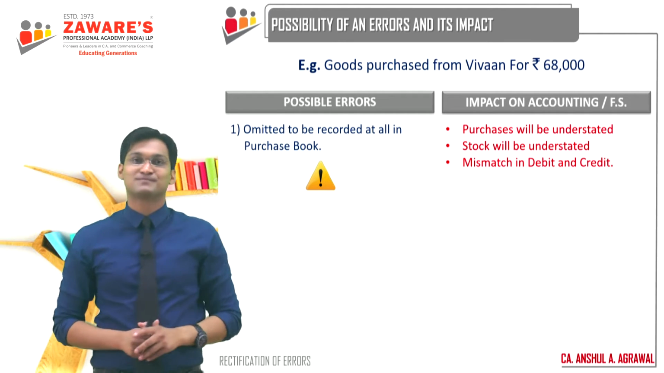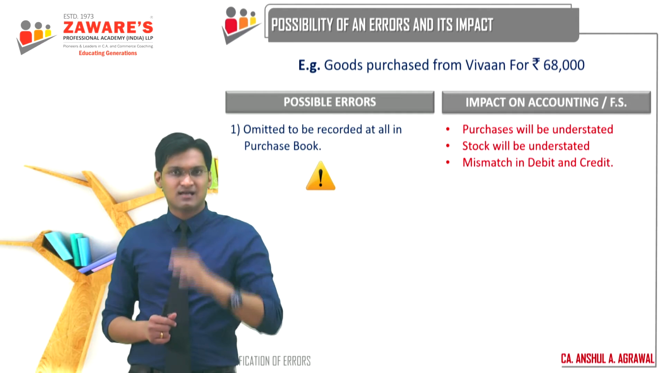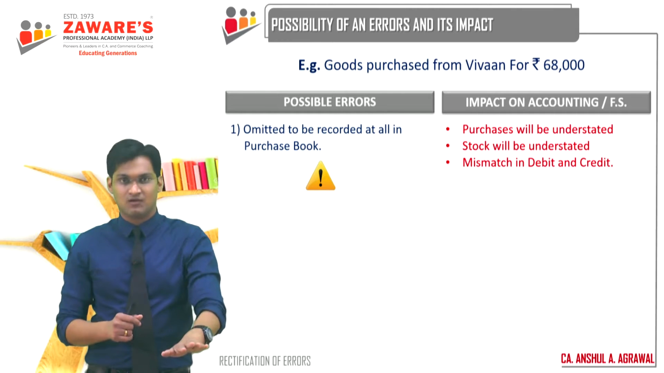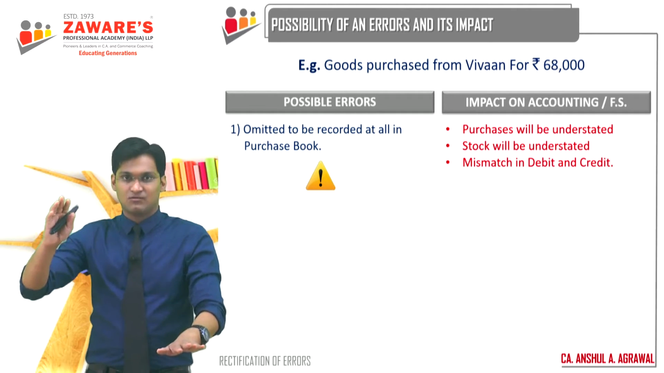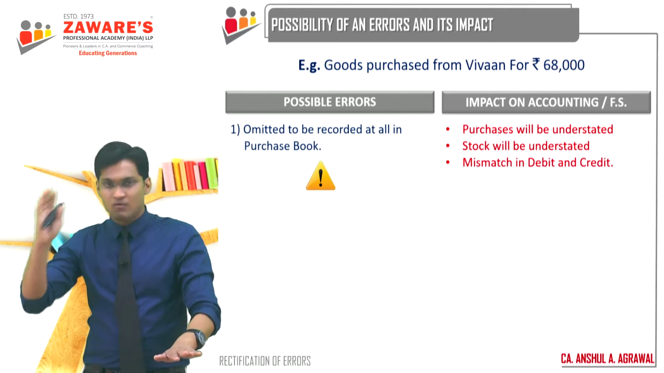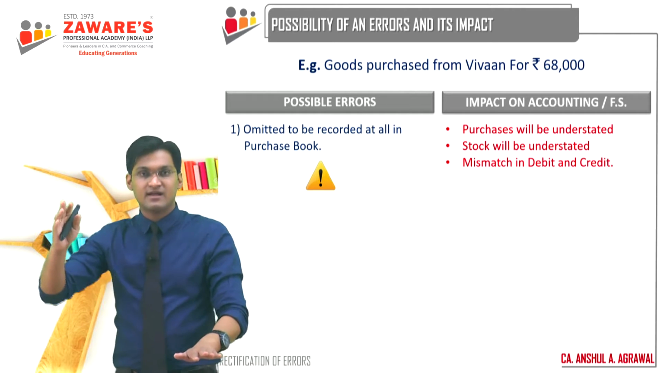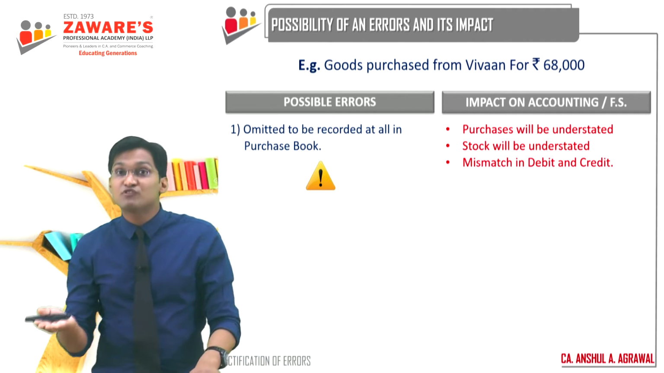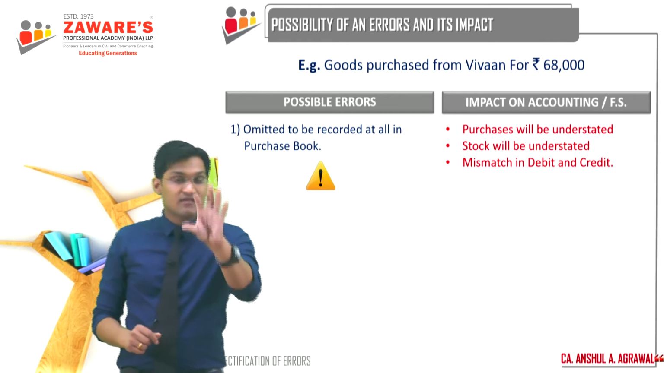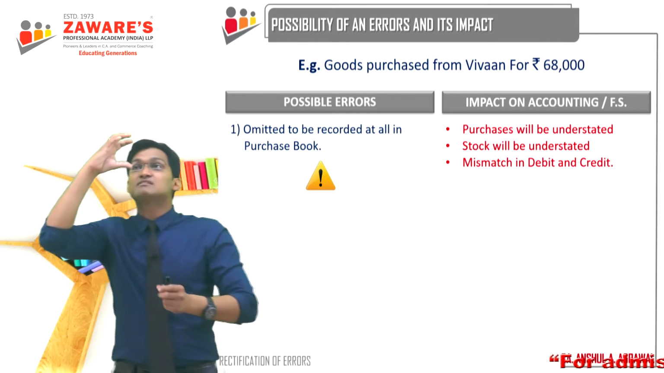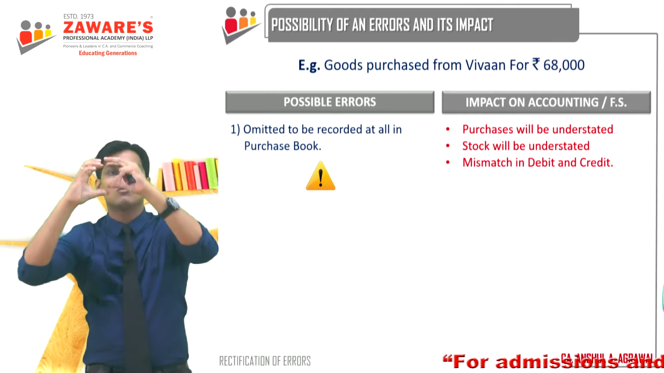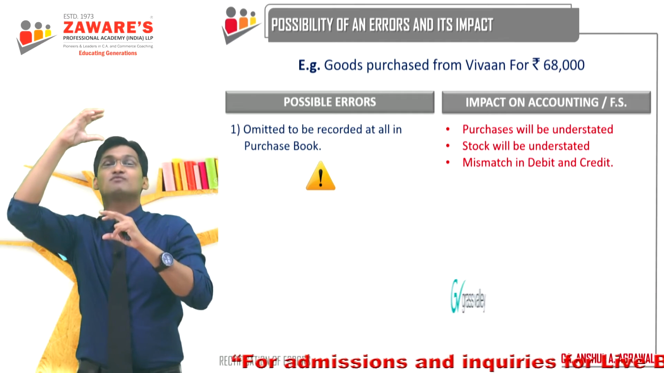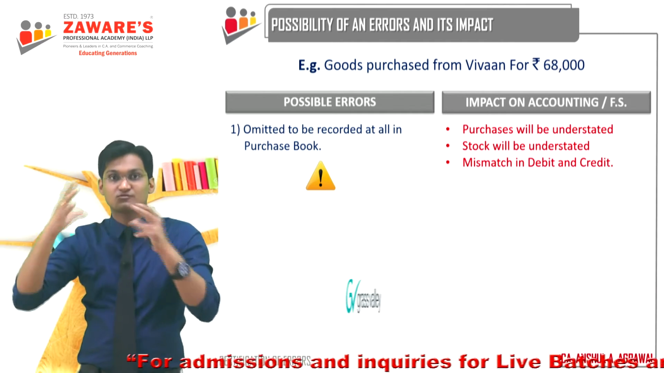Are you getting all of you? If my purchases are understated, I have done the credit effect. I have credited Vivan's account, but I have not debited purchase account. So the consequence will be, number one, my purchases will be understated. Since my purchases will be understated, can I say my profits will be overstated? Now understand, if you visualize your trading account, debit side: opening stock, purchases, direct expenses, and then gross profit. So if my purchases figure gets reduced, my gross profit increases.